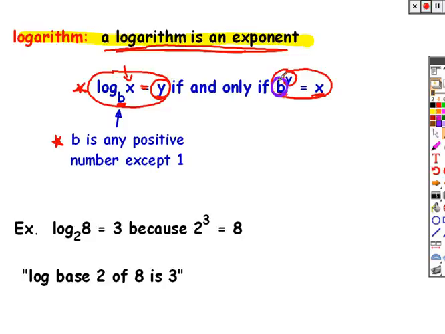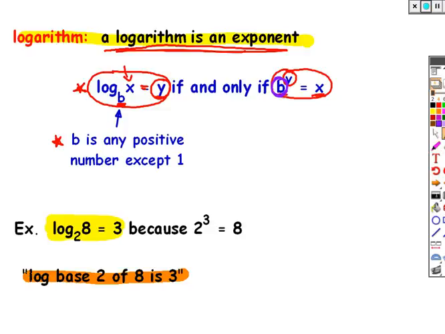Now let's put this to a numerical example. It might make a little bit more sense. If I see this, this is read log base 2 of 8 is 3. So log base 2 of 8 is 3. Verbally, that's what this is saying.